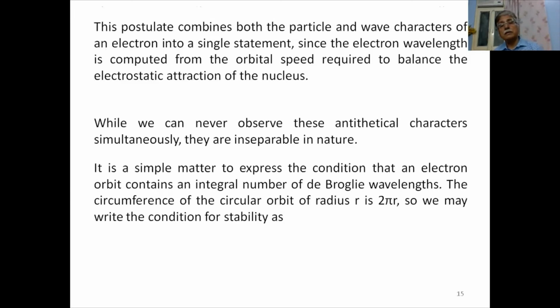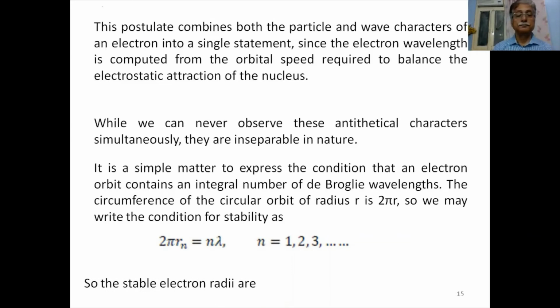It is a simple matter to express the condition that an electron orbit contains an integral number of de Broglie wavelengths. The circumference of the circular orbit of radius r is 2 pi r. So we may write the condition for stability as 2 pi r_n = n lambda, n = 1, 2, 3, etc., as the final condition. So the permitted radii will be r_n = n squared h squared epsilon 0 by pi m e squared, n = 1, 2, 3, etc. These are the only radii permitted as we have come through the de Broglie concept.